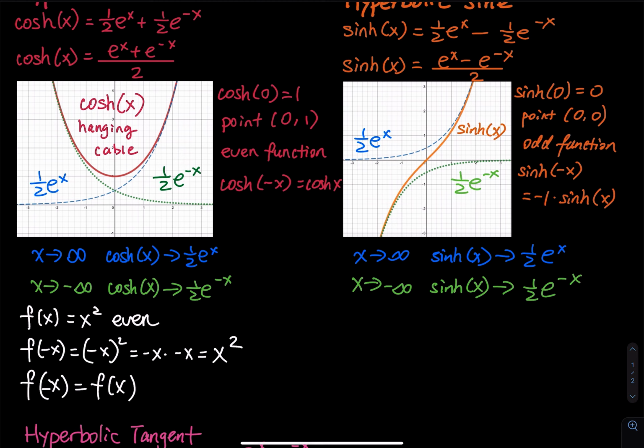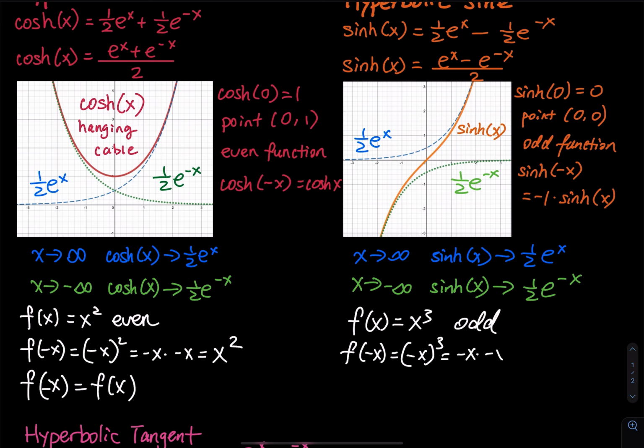And then for odd function, a perfect example would be f of x equals x to the third. So this is an odd function. If you replace x with negative x, you have negative x raised to the third power, then you have negative x times negative x times negative x, which equals negative 1 times x to the third power, and then you just show that f of negative x equals negative 1 times f of x. This is the characteristic of odd function, which is what the hyperbolic sine is.